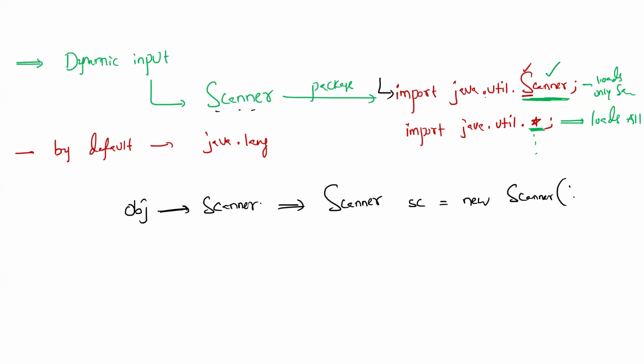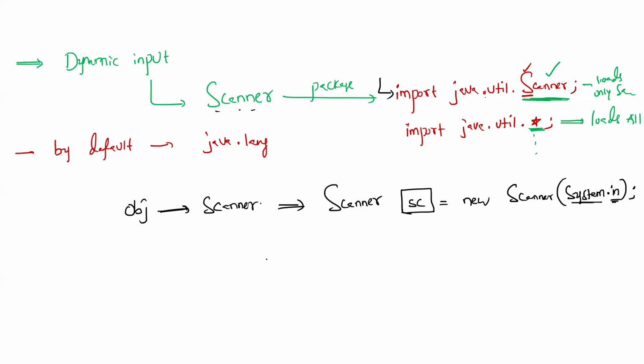And here is an important thing: System, first letter has to be capital, dot in. This in is nothing but the input stream. Those who completed the files concept understand it very easily. System is a class and in is the input stream which belongs to that particular class. And then, by using this Scanner class object, we access methods from outside the class with object reference dot method signature.